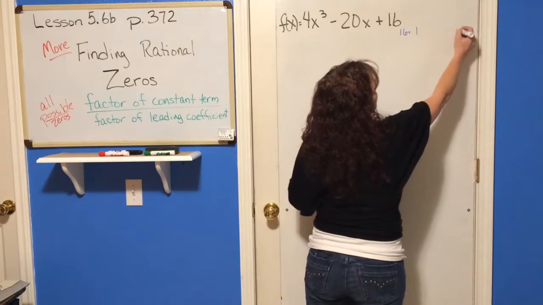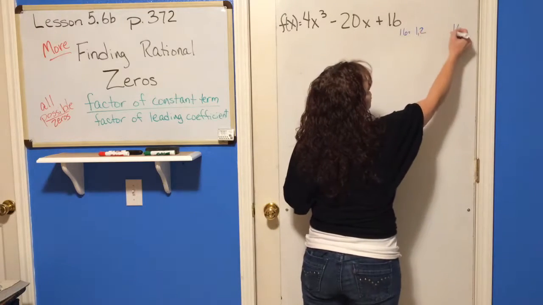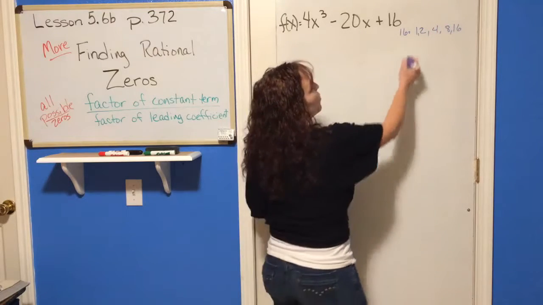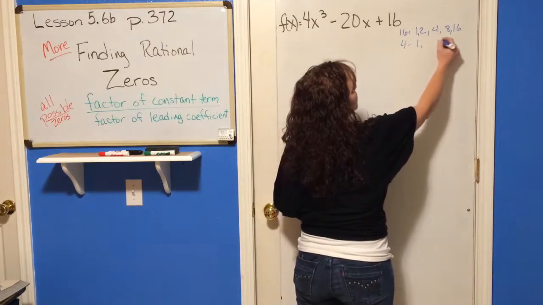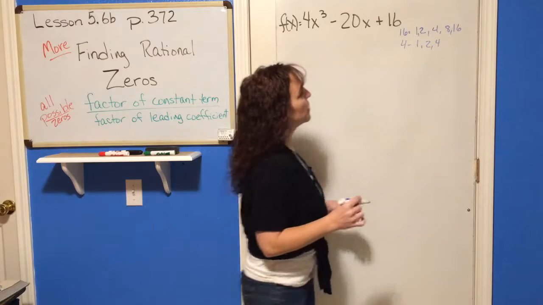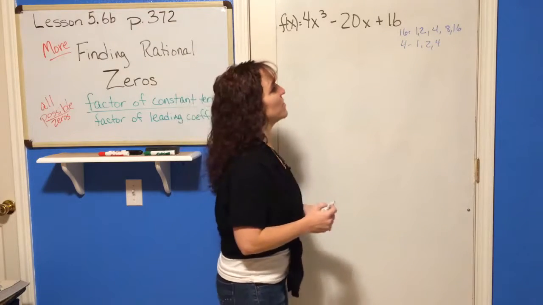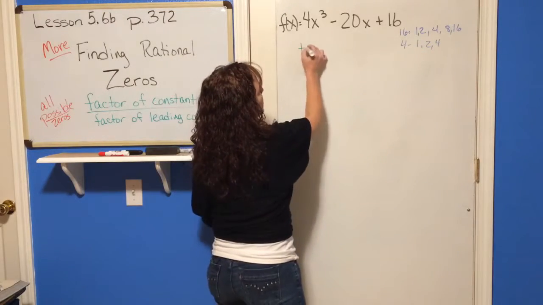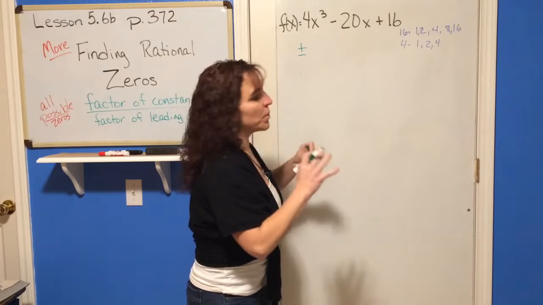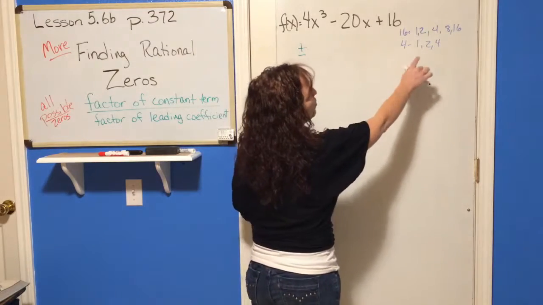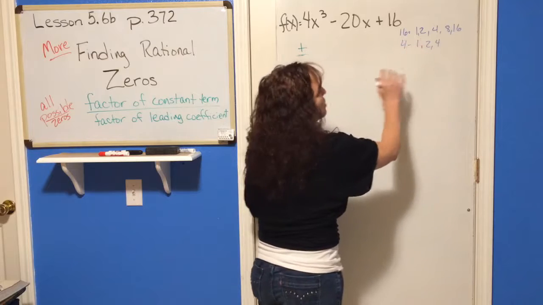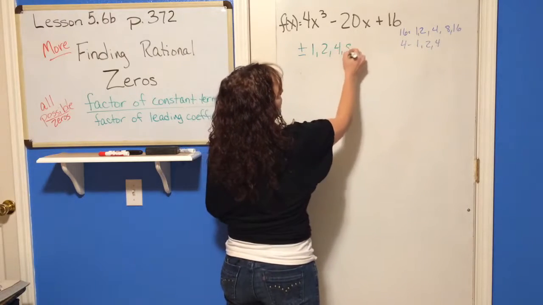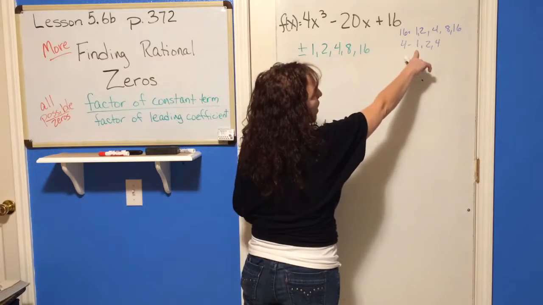16 is 1 times 16, and 2 times 8, and 4 times 4. And 4 is 1 times 4 and 2 times 2. So when we list them all out, here we go. Right now we're just going to say plus or minus, and then when we narrow it all down, we'll be done. Each of these over 1 is going to be themselves. So we'll say plus or minus 1, 2, 4, 8, and 16, because that's all over 1.